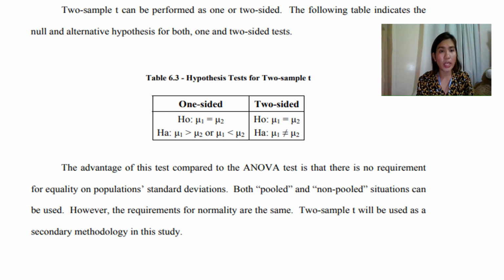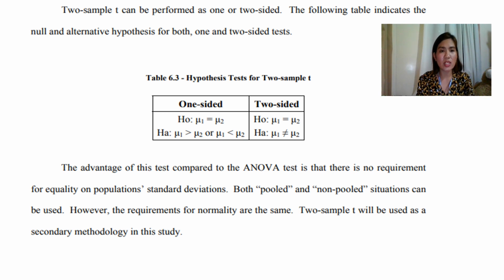Two-sample t can be performed as one- or two-sided. The following table indicates the null and alternative hypotheses for both one- and two-sided tests. Table 6.3, Hypothesis Test for Two-Sample t.